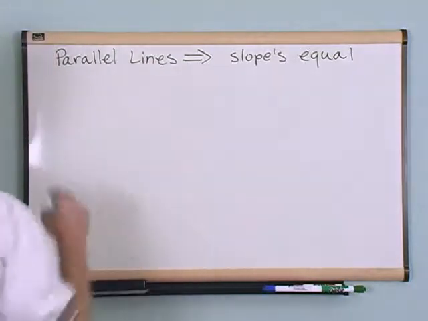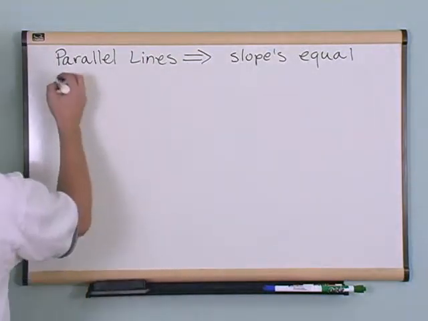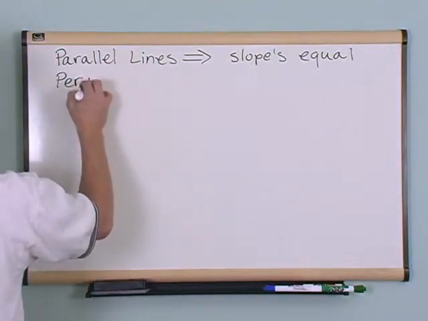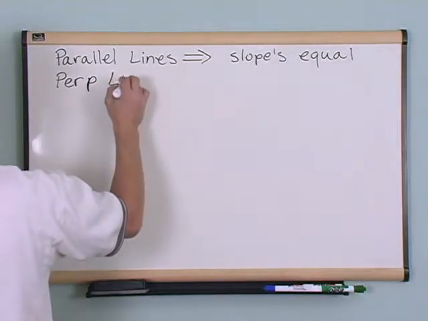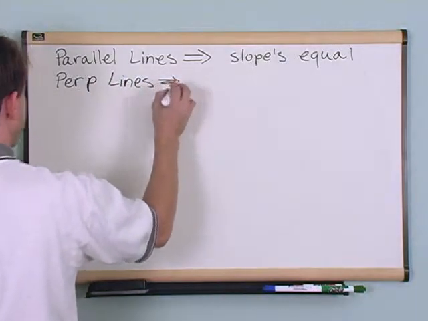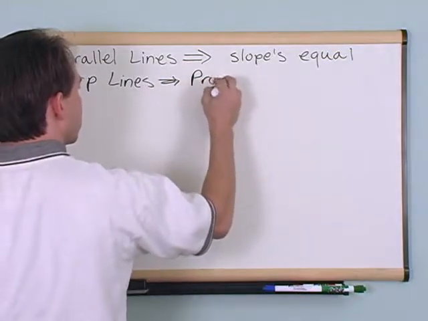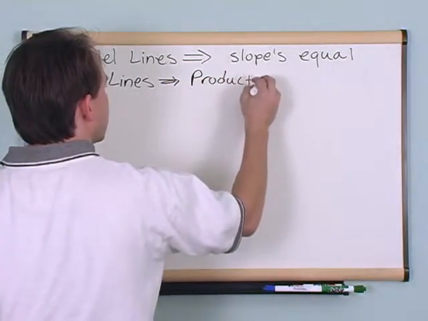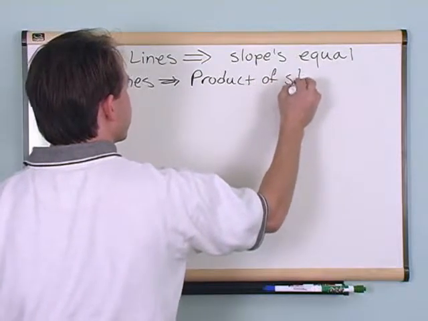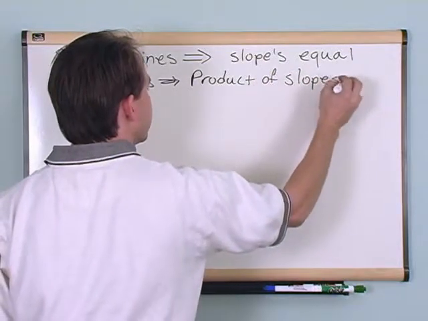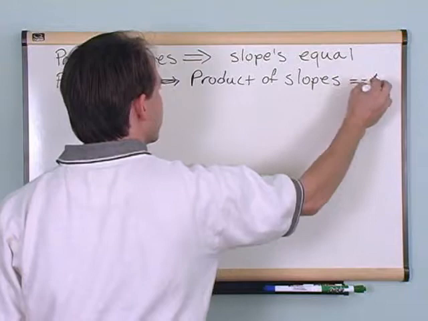The slopes are equal of the two lines. For perpendicular lines, okay, the product of slopes of the two lines is equal to -1.